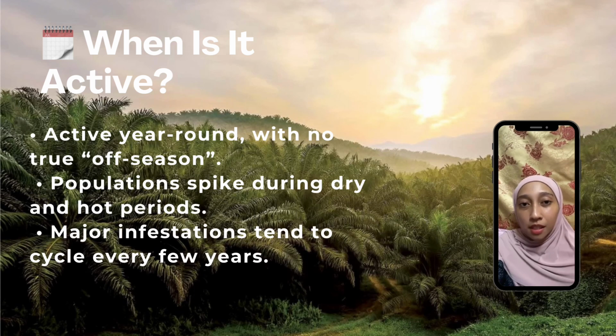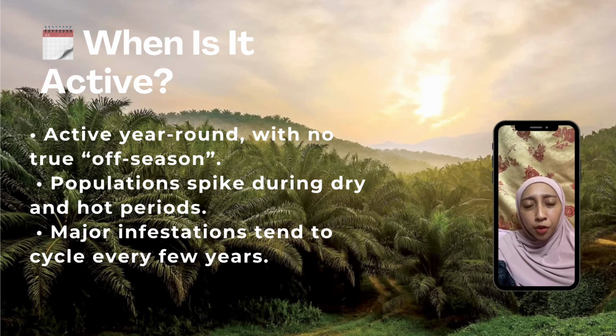When do these infestations happen? So, actually bagworm populations exist throughout the year, but usually their numbers increase during the hot or dry season, partly because natural enemies become few. Large outbreaks often happen every few years, and during these times, the damage can be very severe.